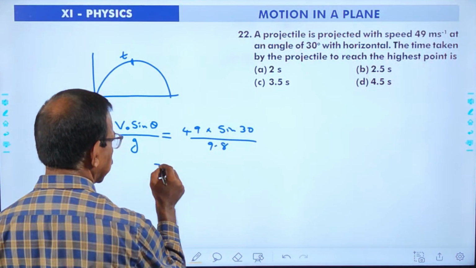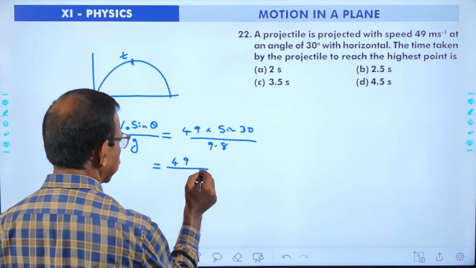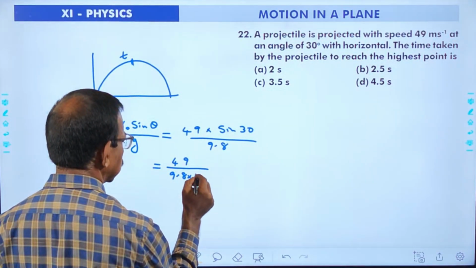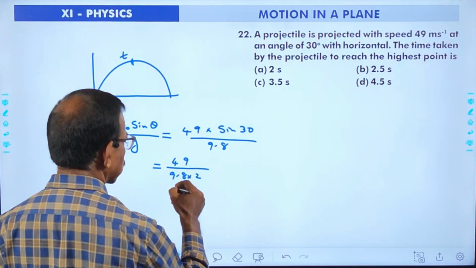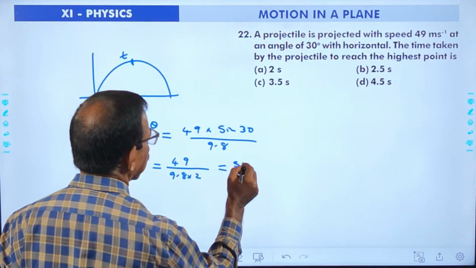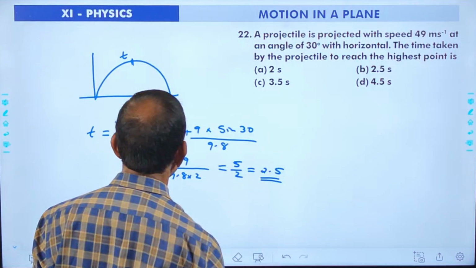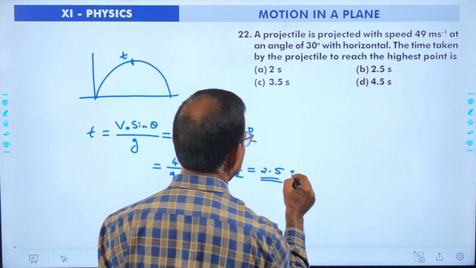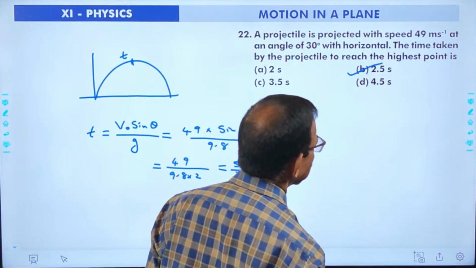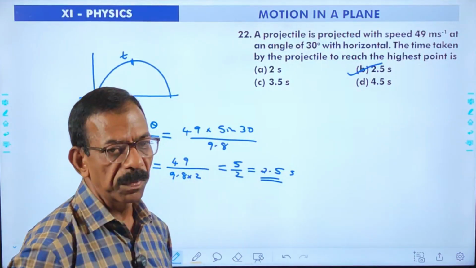You know, sine 30 equals 1 by 2, so that is 49 by 9.8 into 2. 49 by 9.8 is 5. 5 by 2 equals 2.5. Hence, the answer is 2.5 seconds. The correct answer is option B, 2.5 seconds.